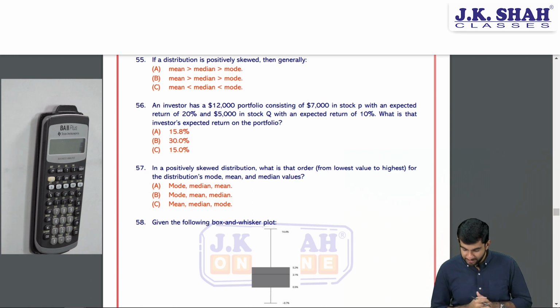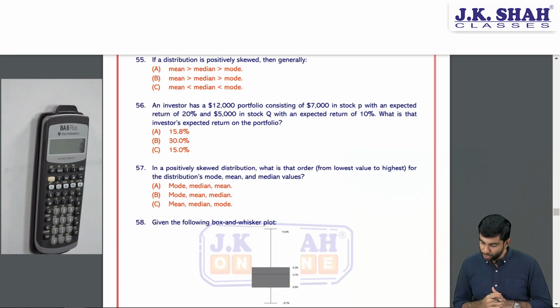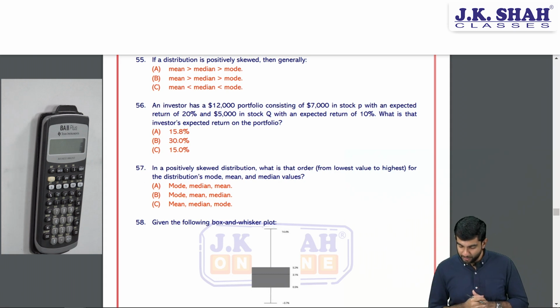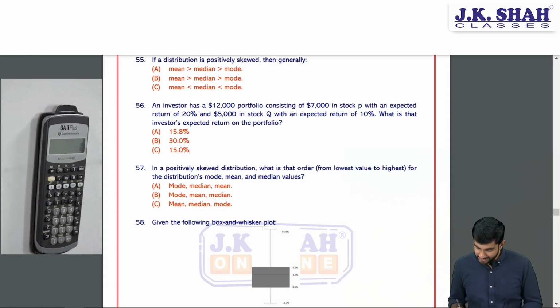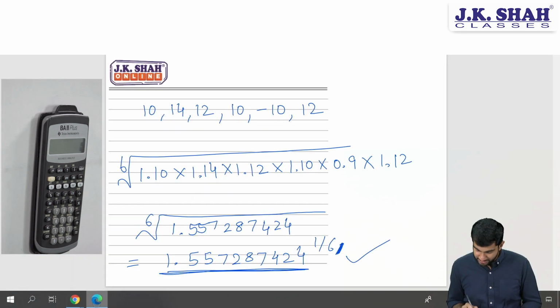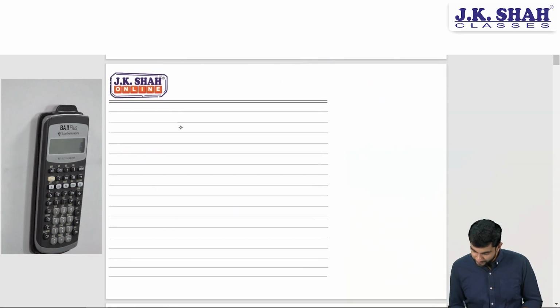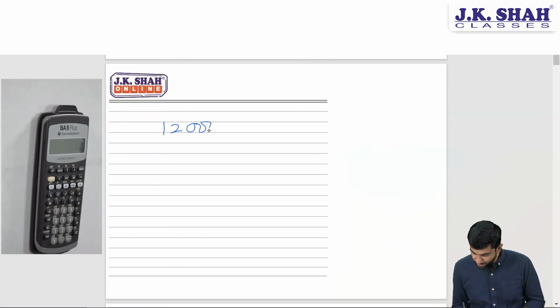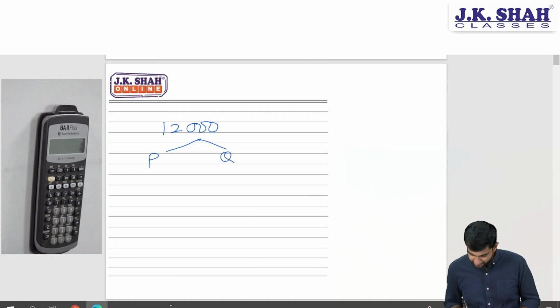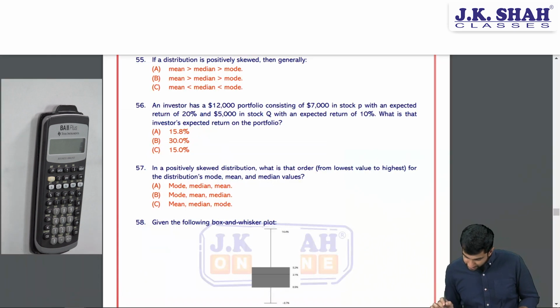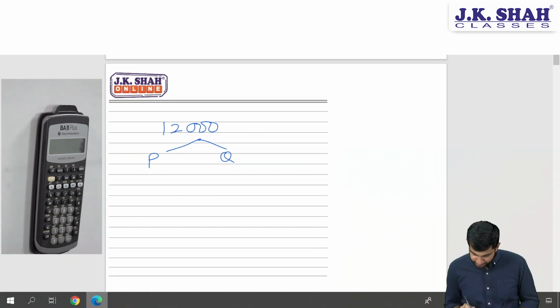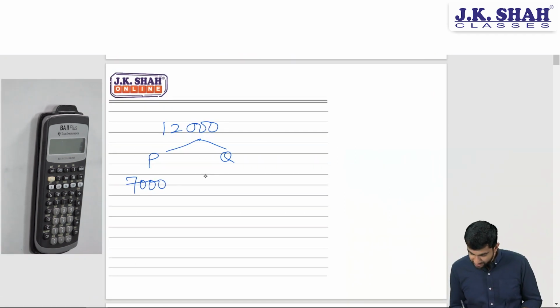of 20% and $5,000 in stock Q with an expected return of 10%. What is that investor's expected return on the portfolio? Okay, the investor has invested how much? He has invested $12,000 in stock P and stock Q. How much has he invested in stock P? The answer is $7,000. So the balance $5,000 is invested in stock Q.